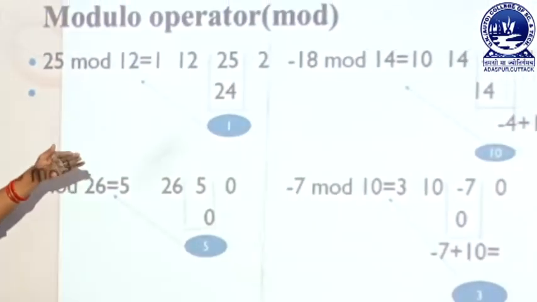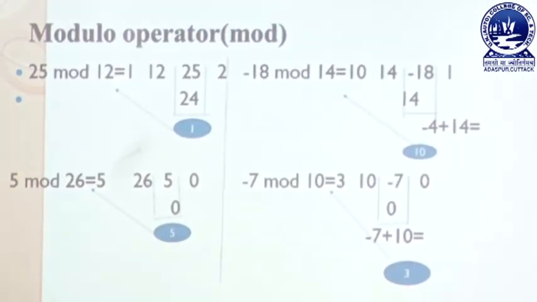Here in the similar way, we have to divide minus 7 by 10. After that you are getting minus 7 as the remainder. Then what you have to do? You have to add plus 10 and the result is 3, which is the result of minus 7 mod 10. This is the way how to calculate this mod function.